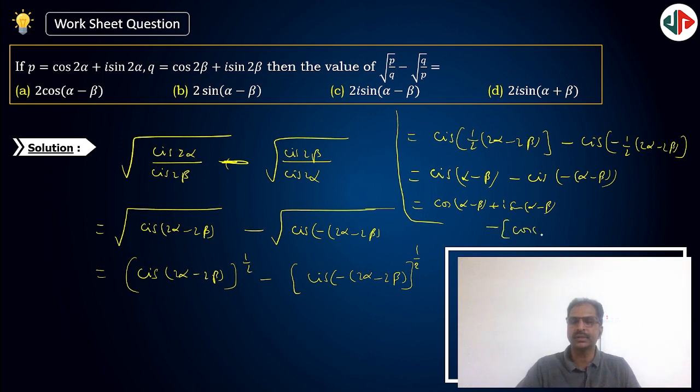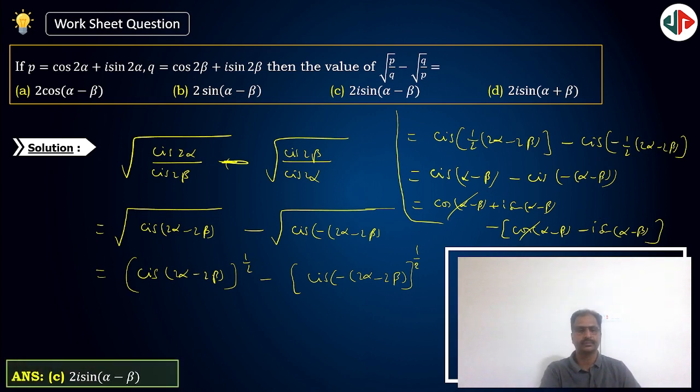Cis minus theta is nothing but cos theta minus I sin theta. The cos term gets cancelled. I sin plus I sin gives 2I sin(alpha minus beta), option C.